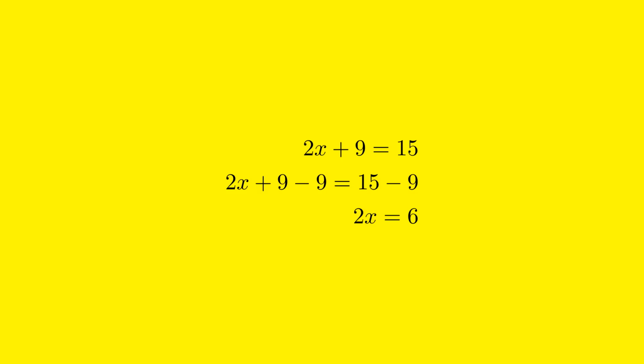Let's start by looking at the equation we want to solve. We have the equation 2x plus 9 equals 15. Our goal is to find the value of x that makes this equation true. Step 1. Isolate the term with the variable.